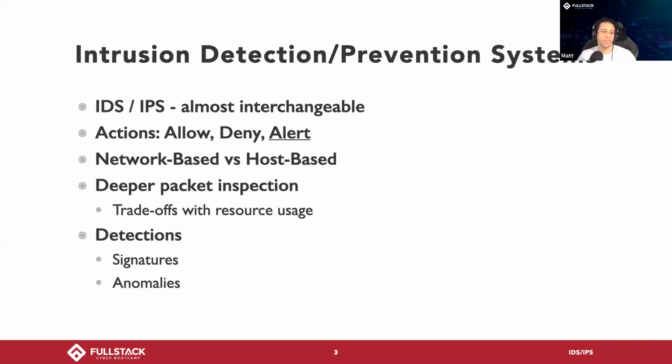Alternatively, we have anomalies, right? So this is where we're looking for things that are out of the ordinary. We need a little bit more intelligence in order to be able to find these. Usually we're going to use some kind of heuristic or some kind of threshold. So give me an example of something that would be outside of the baseline that you would say, hey, that might be an attack. What's something that might be obvious looking?